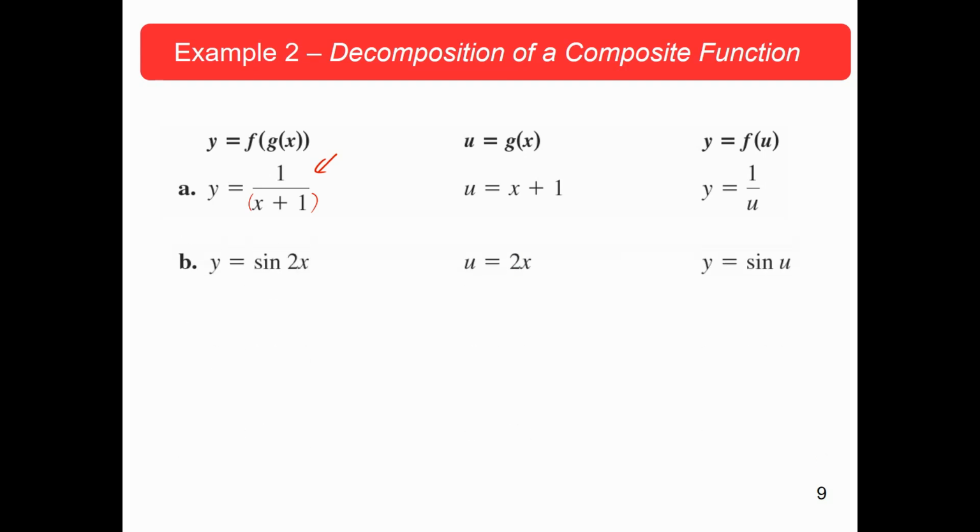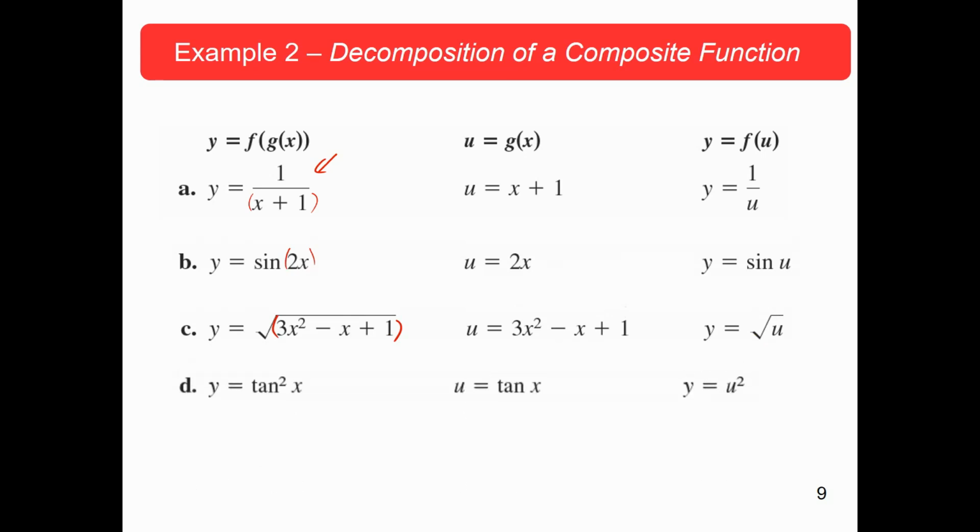What about y equals sine of 2x? Here, the 2x is the part that's in parentheses. If we pull it out and replace it with u, we get sine u. Square root of 3x squared minus x plus 1. So the part under the radical, that's our inner function, 3x squared minus x plus 1. Our outer function is just that square root. Here, tan squared x, the tan x is the part, because we kind of draw these weirdly. This is tan of x squared is what it means, right? So tan x is the part in parentheses, and the u squared is what's on the outside.